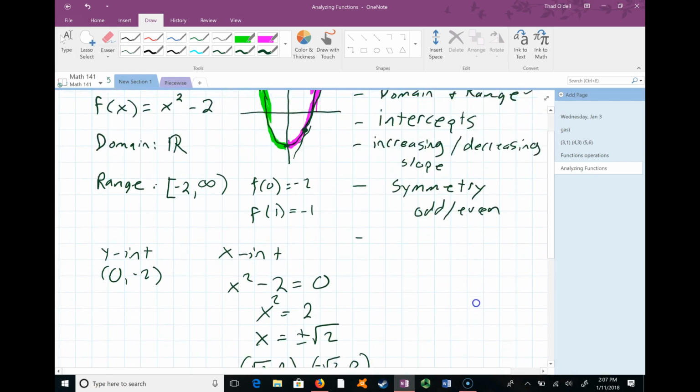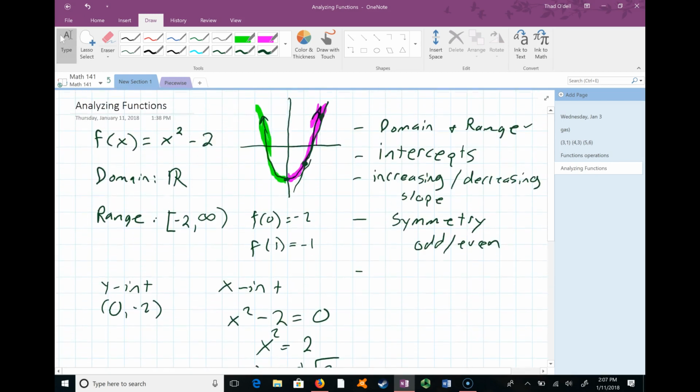Okay, there's average slope. And then finally symmetry. You can look at this and tell that it's symmetrical about the y-axis. So you could talk about symmetry in that way. But there's also some terms, odd and even.